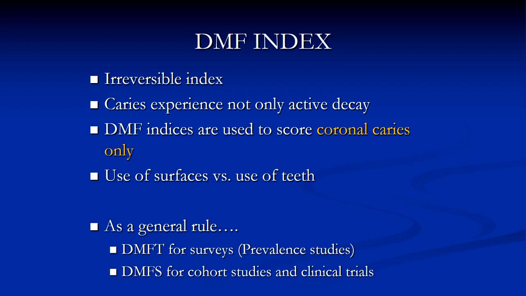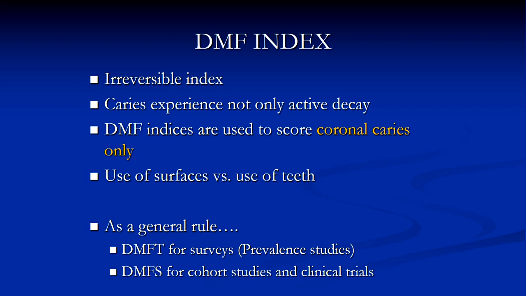The DMF indices are also only used to score coronal caries. There's a separate index that will look at root caries. And there's two different DMF indices that are out there. There's the DMF-T, which just uses teeth, and you look at the teeth as a whole. And then there's the DMF-S, where we're looking at the different surfaces on each tooth.